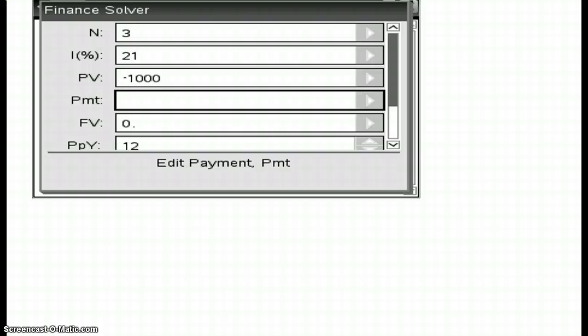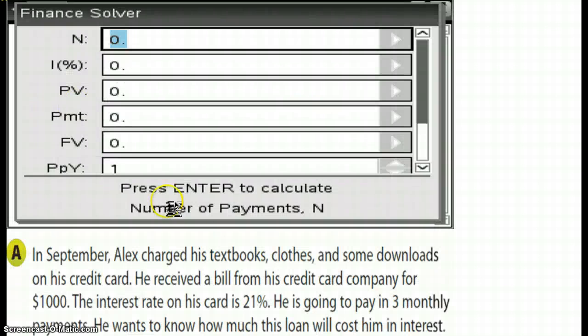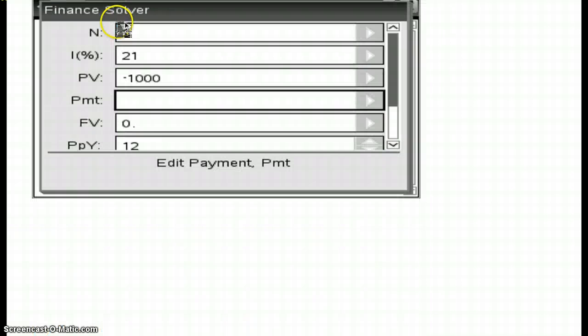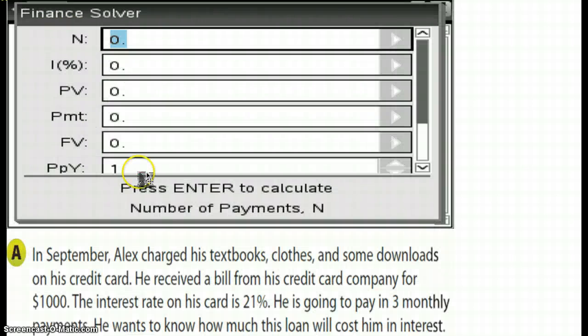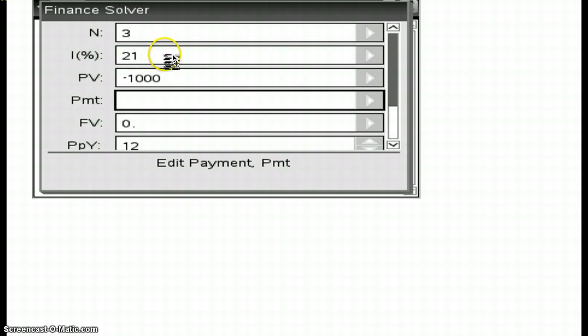So here's what we're going to do. We entered 3 because if we go back and look, he says he wants to pay it in 3 months. So we enter 3 for N. It says 21 for the interest rate because that's what we see here, 21%. So we enter 21. Present value: you could have put 1,000 in here, but I always like to put a negative sign here because that means this money will be decreasing every time you make a payment.